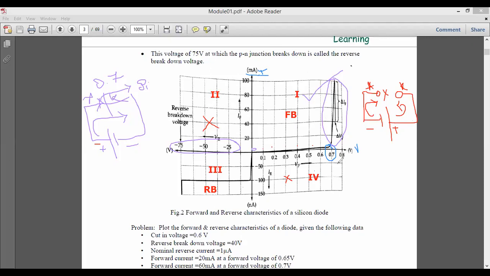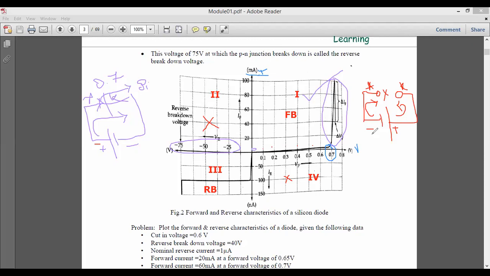Okay, similarly you can go for quadrant number 4 also. You can check out with quadrant number 4. But what is happening in quadrant number 3? If you look at quadrant number 3, both the voltage and the current are negative. But there is something which is happening in quadrant number 3. That is nothing but when you try to apply the reverse voltage over here.